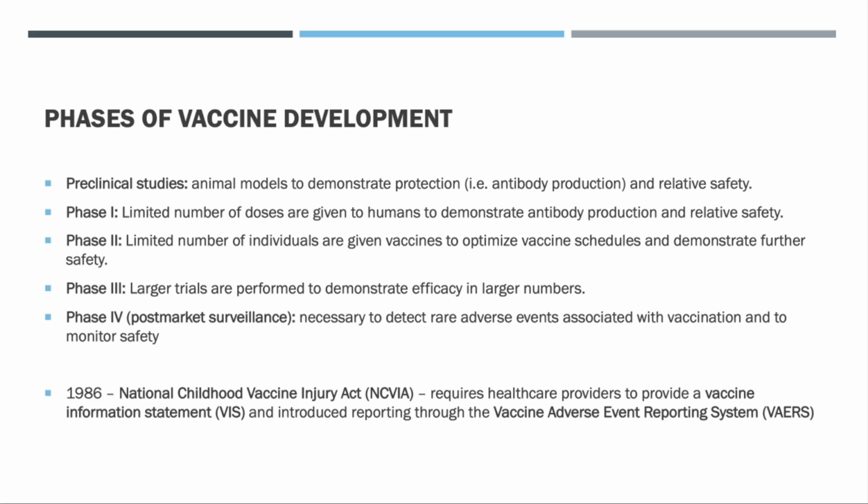And then there's, of course, post-market surveillance, which is used to detect the rare adverse events associated with vaccination and to monitor safety. In 1986, we have the National Childhood Vaccine Injury Act. This is part of what prompts healthcare providers to share the vaccine information statement that comes with all vaccines in the United States today. And that's also what introduced the Vaccine Adverse Event Reporting System, by which individuals can report adverse events.